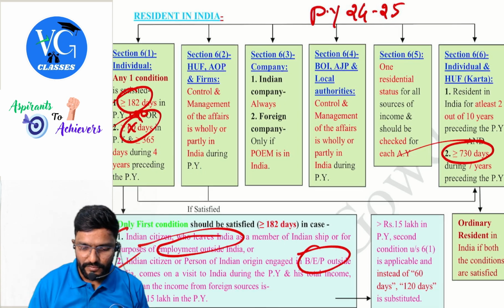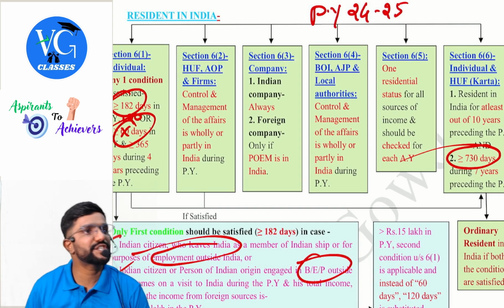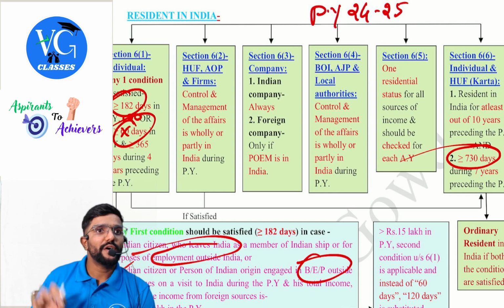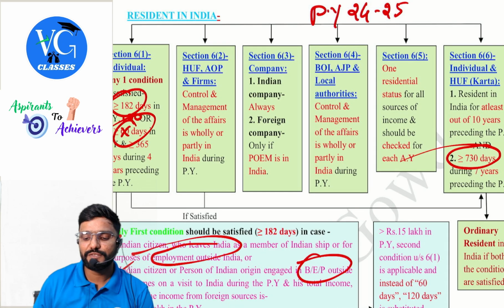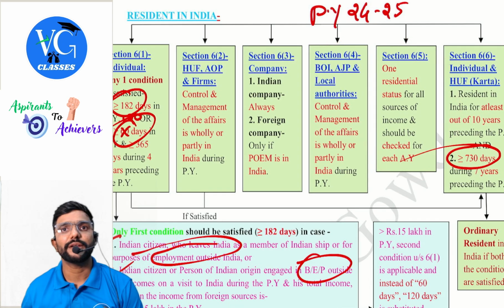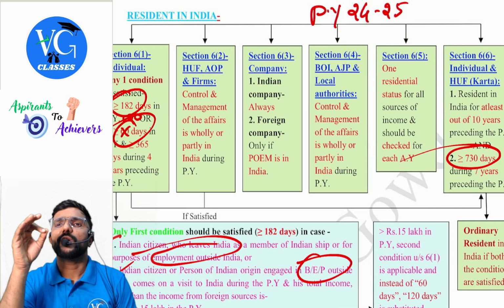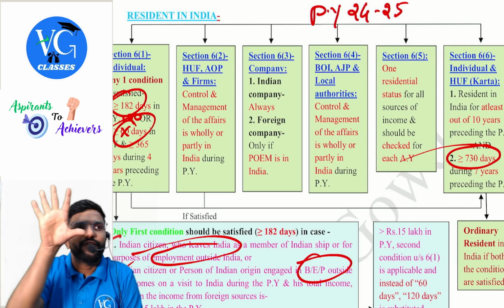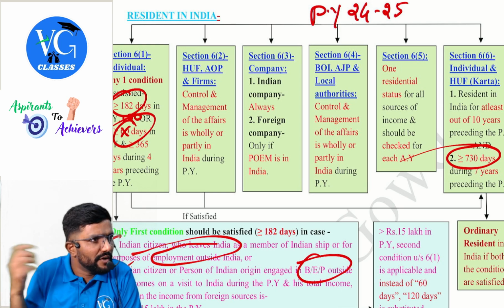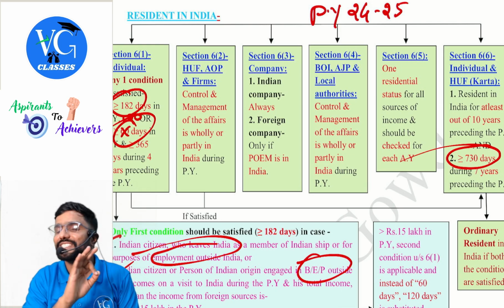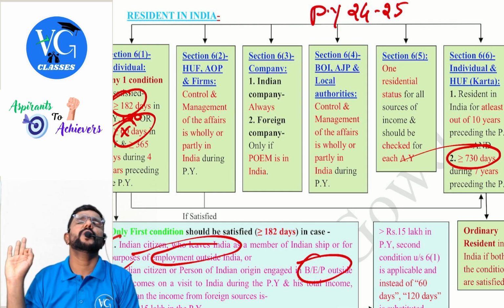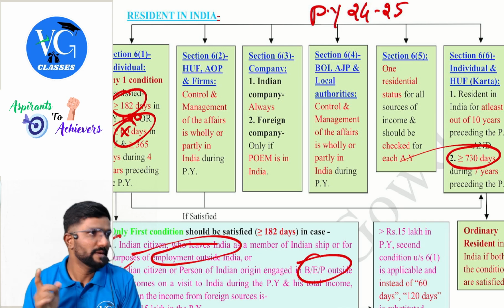Okay, so next, section 6, subsection 4, body of individuals, that we have anyway covered, 6(2) along with 6(4). Next, 6(5). One residential status for all sources of income. Sir, we have 5 heads of income, sir. So for each head of income, should I calculate residential status separately? No, no. One residential status for 1 year for all sources of income.